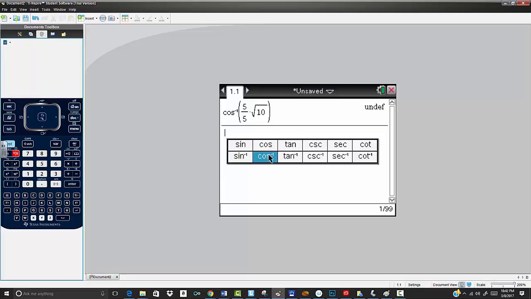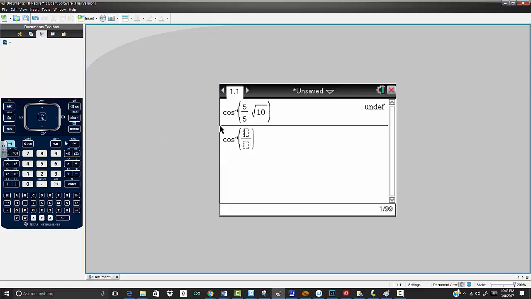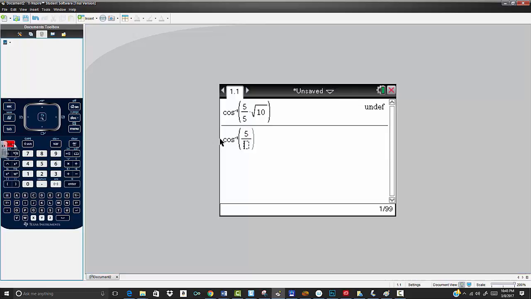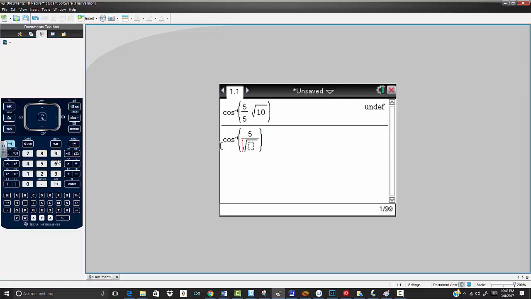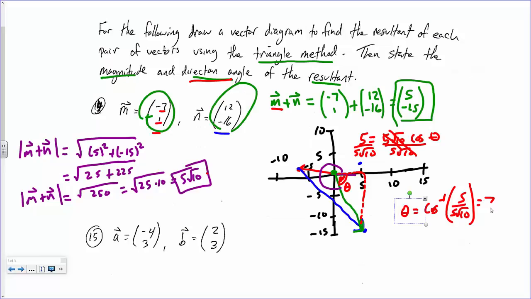I'm going to go to trig cosine inverse, and then make a fraction, keeps you honest, 5, always put a fraction, 5 over 5 root 10, because otherwise that's not true. Then 5 root 10 in the denominator. That's what I want. 71.6, we'll say 71.6. All right, so this is 71.6 degrees.